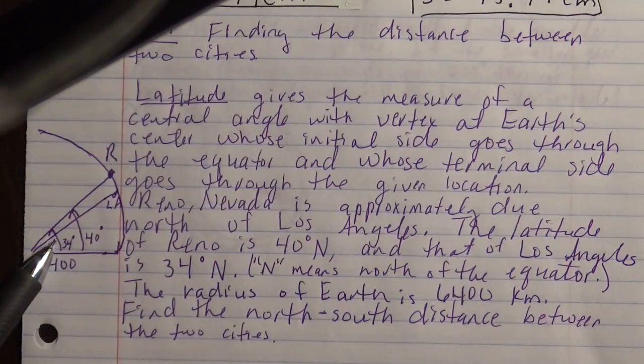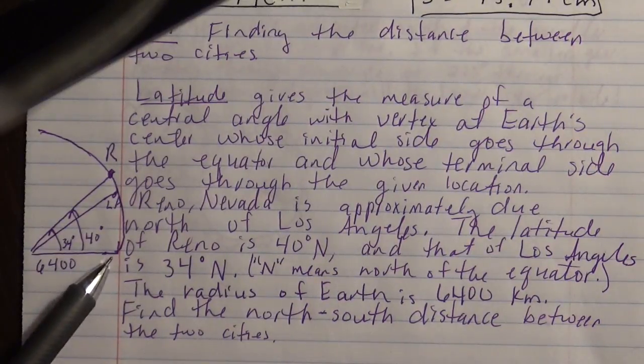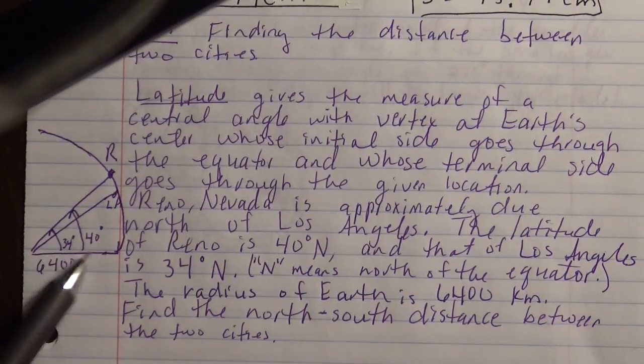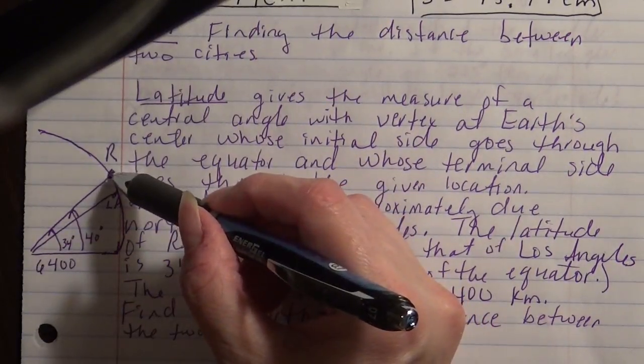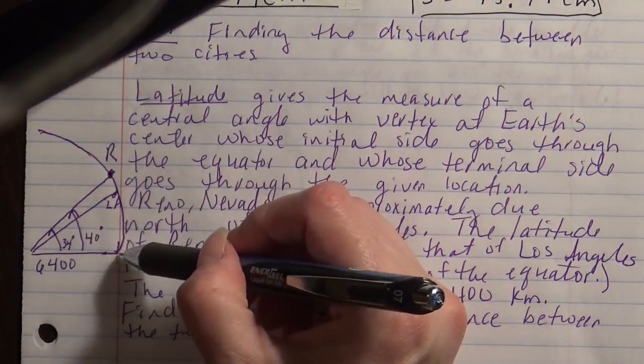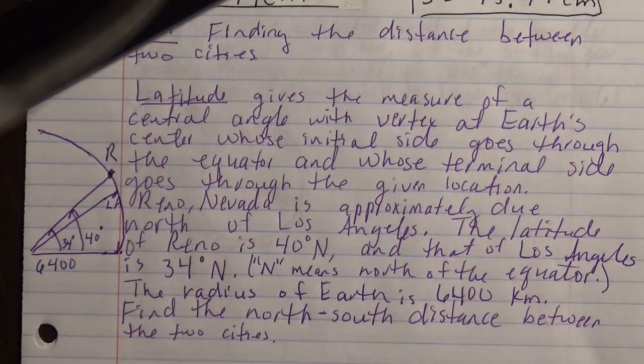For 34 degrees, I'm sorry, this is the equator, not the center of the Earth. The radius of Earth is 6,400 kilometers, and we're taking this from the equator. So we've got 34 degrees from the equator to Los Angeles and 40 degrees from the equator to Reno. We need to find this arc length over here from Reno to the equator.